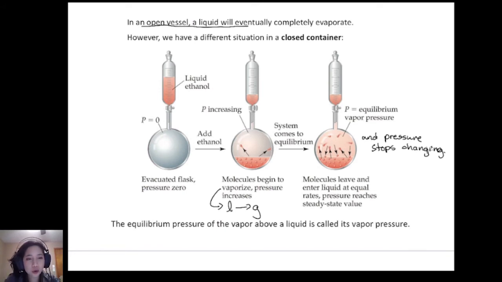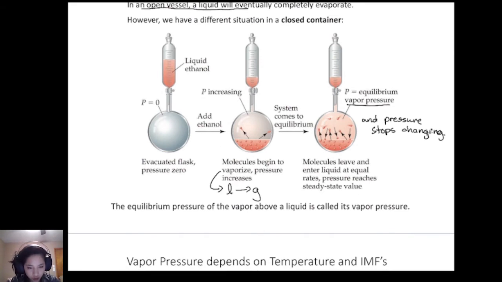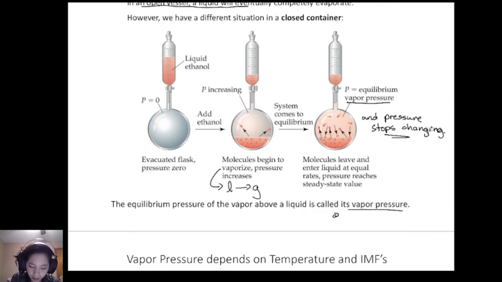And you will go more into this when you talk about equilibrium in 1220, but that is how you define equilibrium vapor pressure. All right, and every substance at any different temperature has a different equilibrium vapor pressure. So once we get that pressure to stop changing, that equilibrium pressure of the vapor is called its vapor pressure, usually at some temperature.